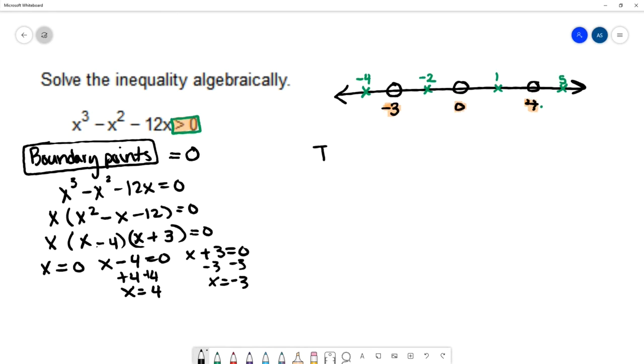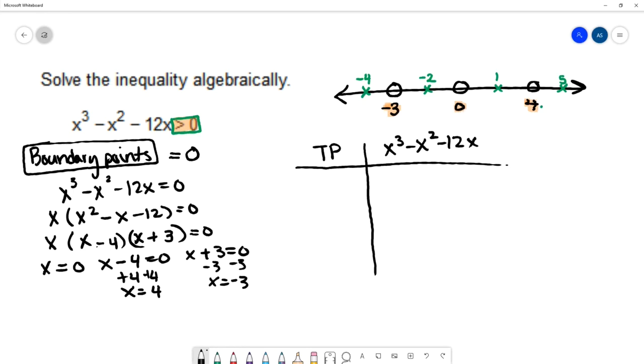And we're going to test these in our expression. So we take our test points and plug them into our expression x cubed minus x squared minus 12x. All we really care about is whether it comes out positive or negative. So let's test each one of these test points. Negative 4, that's negative 4 cubed minus negative 4 squared minus 12 times negative 4.